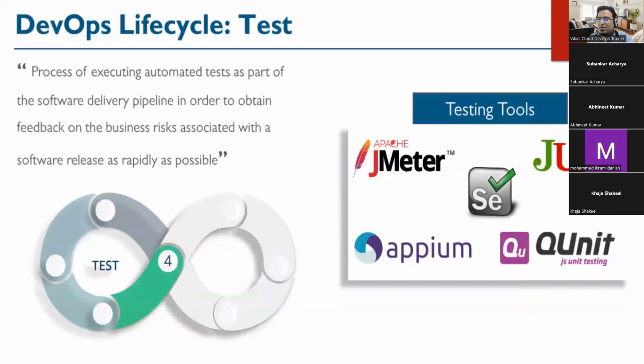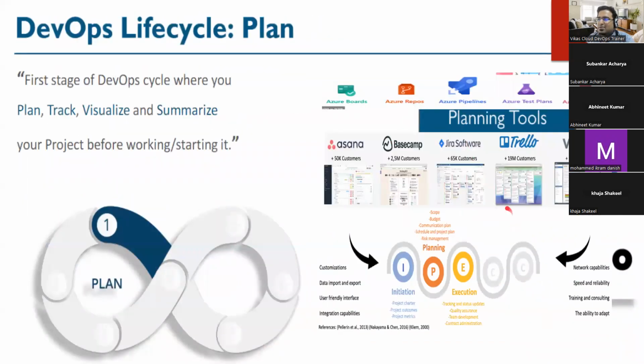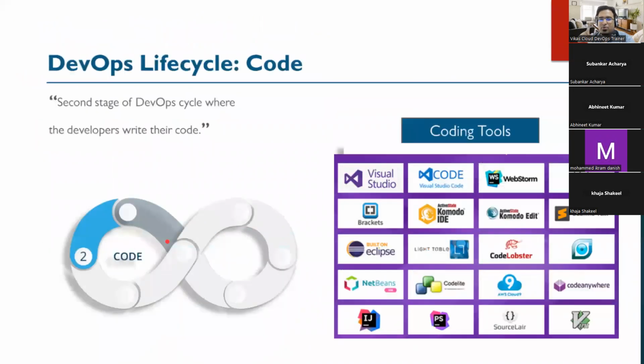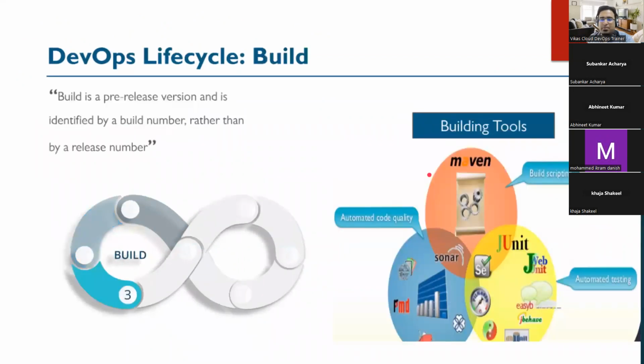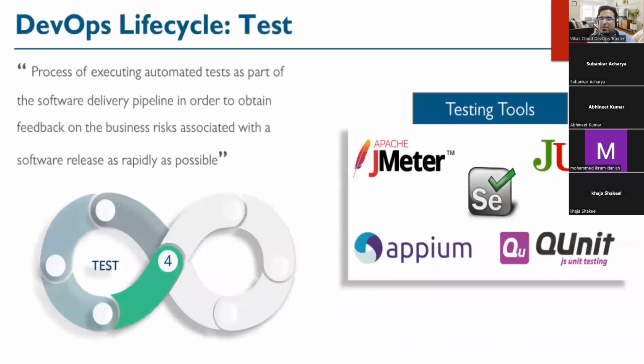Let's revise quickly. Jira is the most popular tool for planning, which you have to remember. For coding, we DevOps engineers will do all the things, opening the code in Visual Studio Code. Building can happen with the help of Maven if it's a Java project. If it's Python, it's not required. For testing, Selenium and JMeter are the most popular tools.